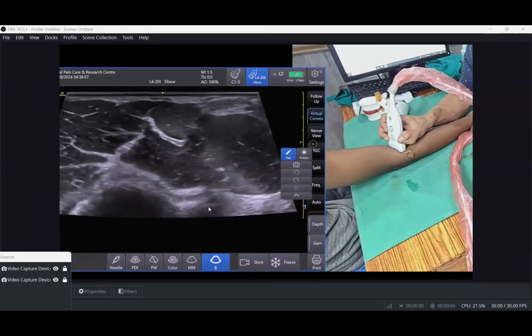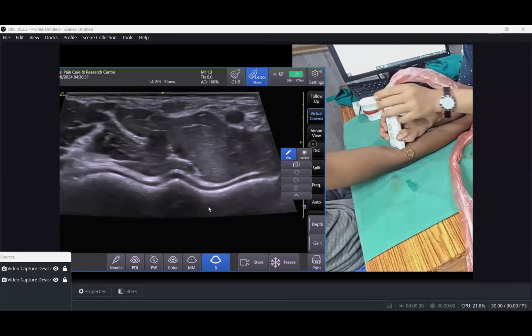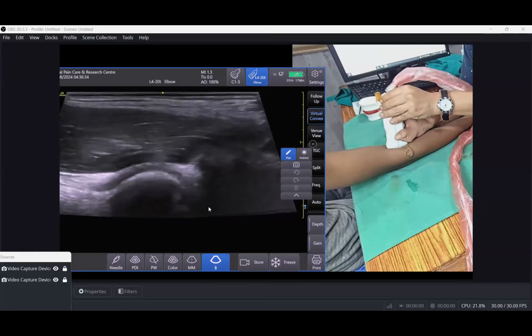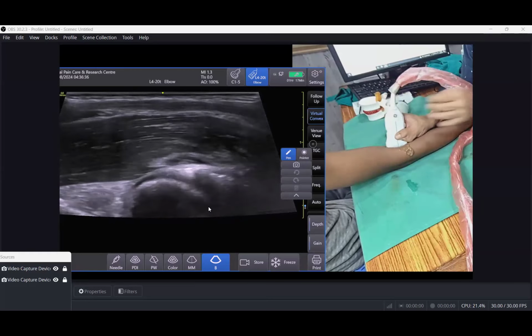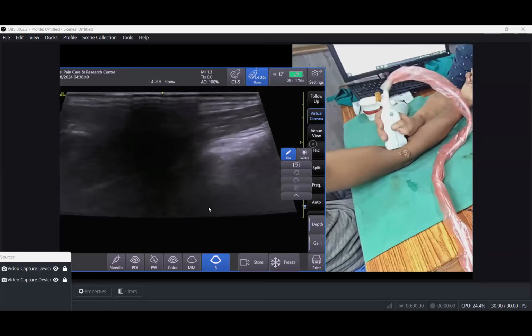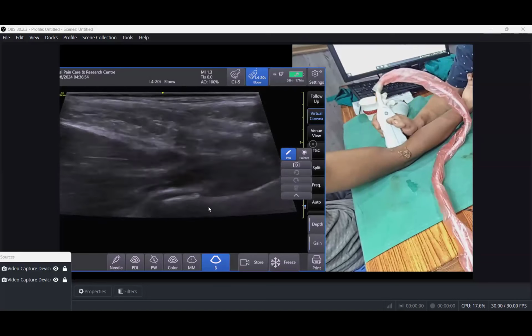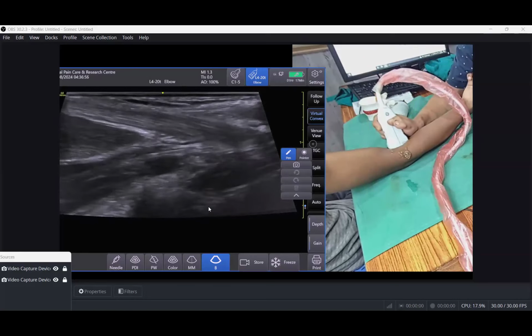This red dot where I marked is the short axis view of the biceps tendon. So we can see this biceps tendon in the long axis also. If you can see, I'm showing the long axis view of the biceps tendon. As you can see, I have positioned my probe along the long axis, so you can see very nicely the fibers of the biceps tendon.